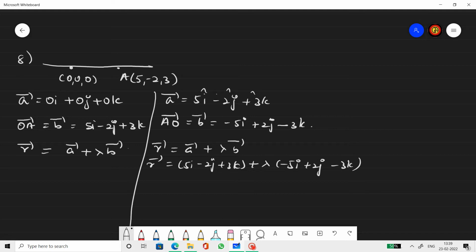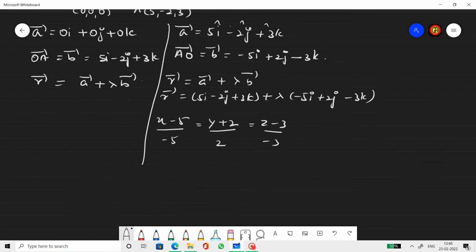Now, if you look, the book answer will be different from this, since they must have given you the Cartesian equation, not the vector. Even if you convert this to Cartesian, you get (x minus 5) by minus 5, (y plus 2) by 2, (z minus 3) by minus 3. But I'm sure you will find this is not the book answer. Why? Let's take it simpler.